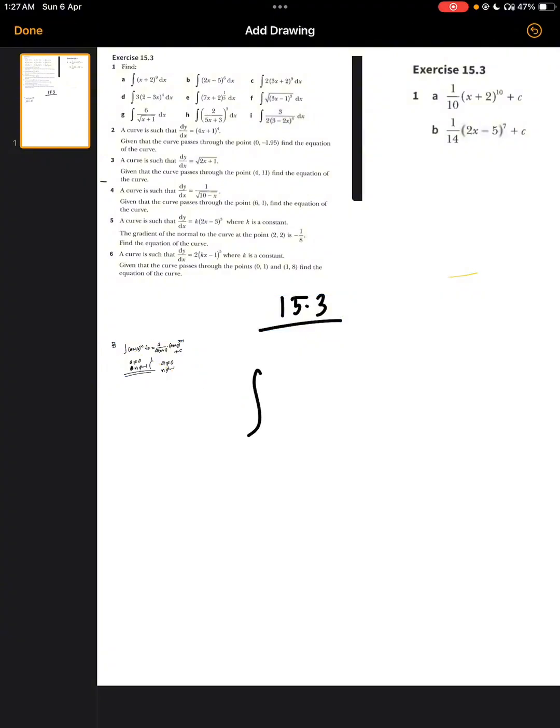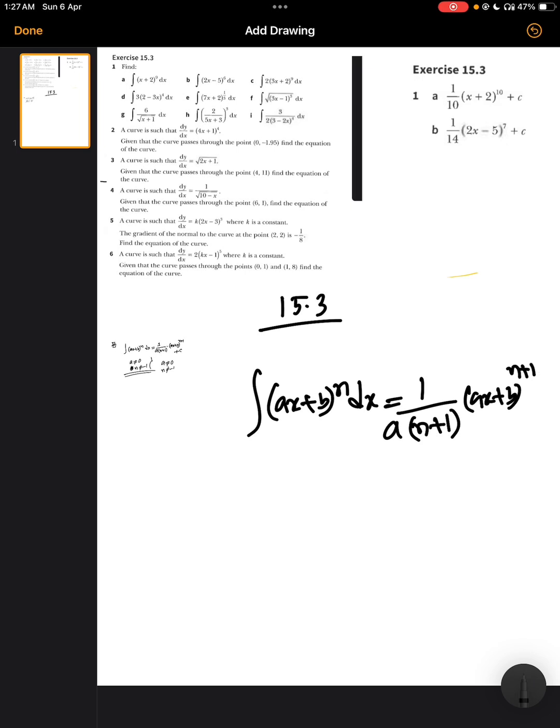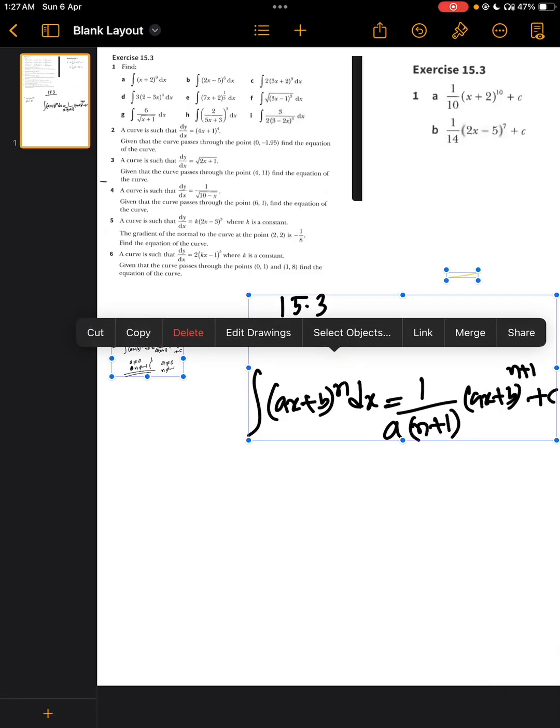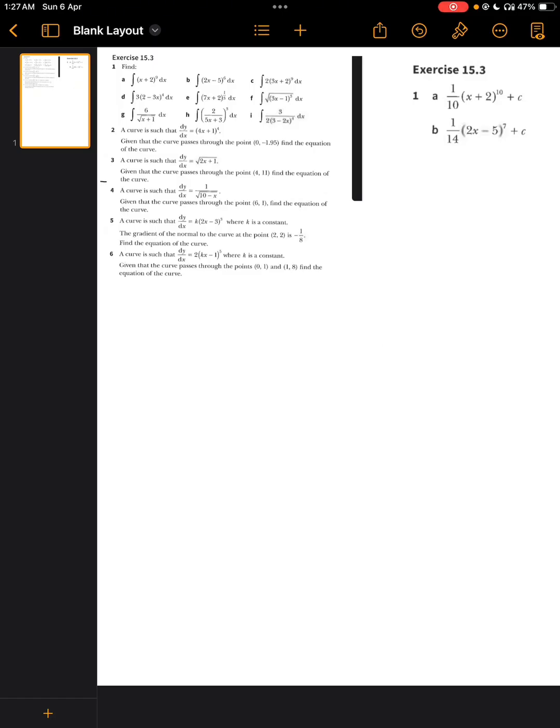So one more time, the formula is the integration of (ax plus b) to the power n dx. The result would be 1 by a times (n plus 1), times (ax plus b) to the power n plus 1, plus c. This would be our result. I hope you guys understand the formula. Don't try to memorize this, we'll get into it. You will become accustomed to this formula, no problem.